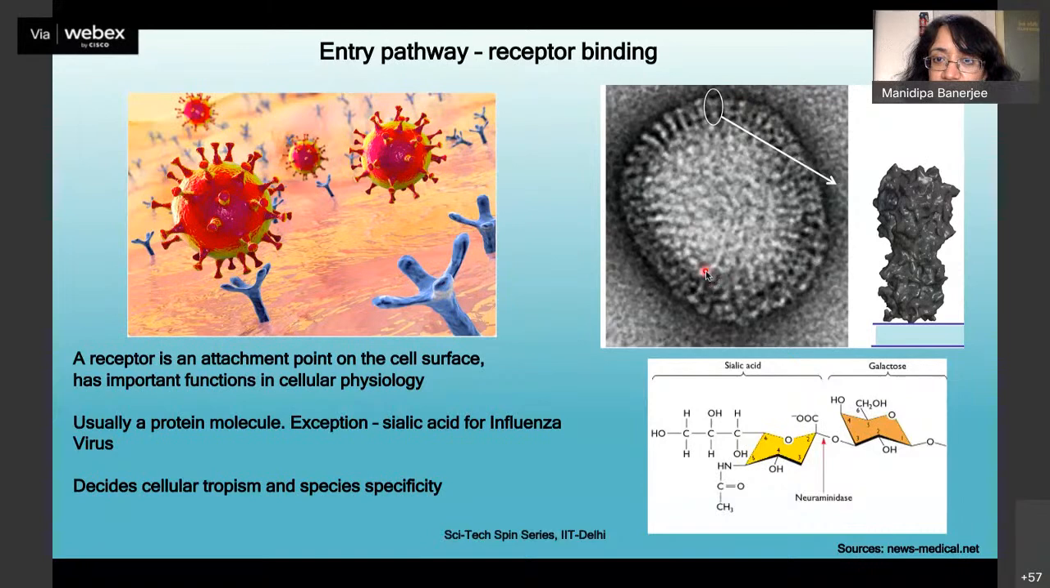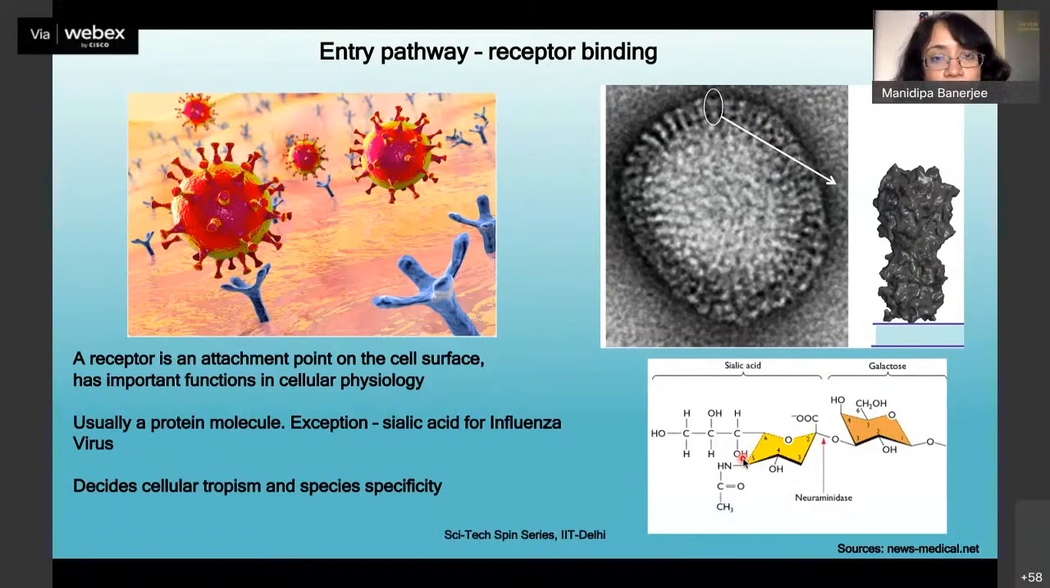Influenza virus has this protein on its surface. This is one influenza virus, and you can see on the surface there are these fuzzy projections, which are a protein called hemagglutinin. This is a blown up view of hemagglutinin. This hemagglutinin binds very tightly to sialic acid, which is found on our cells.